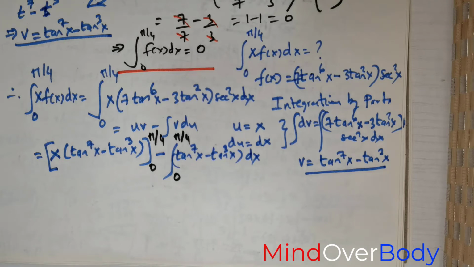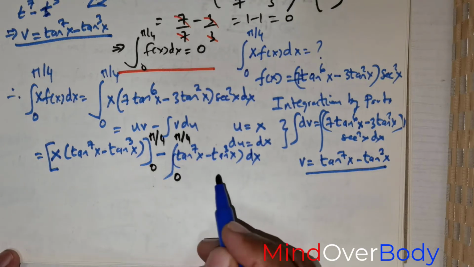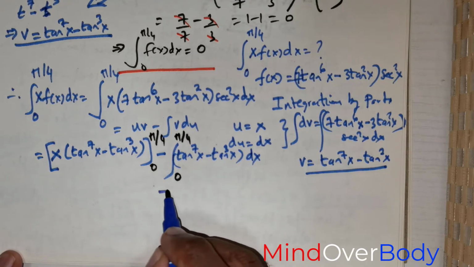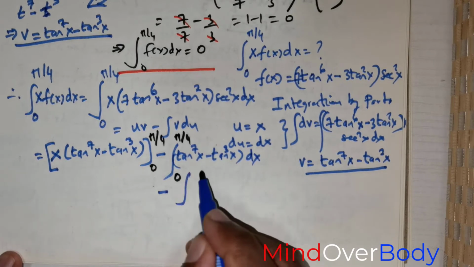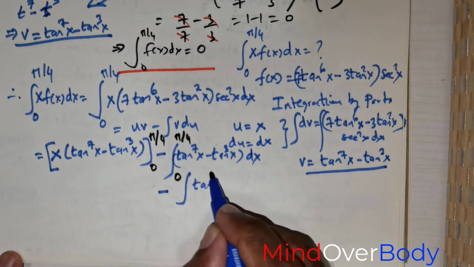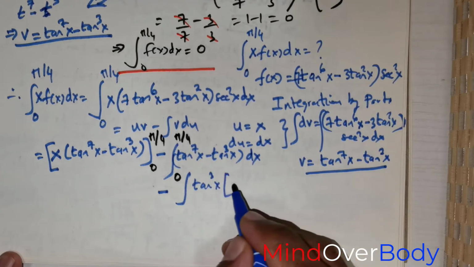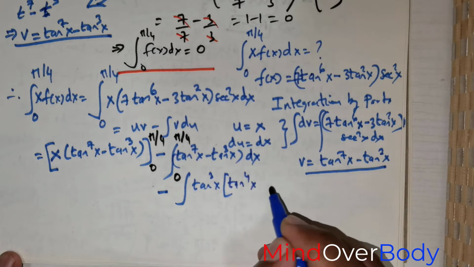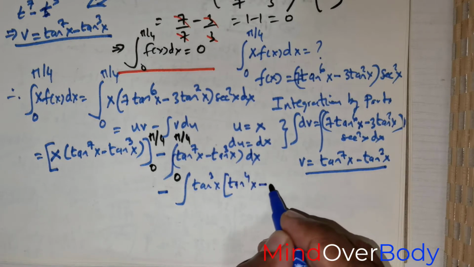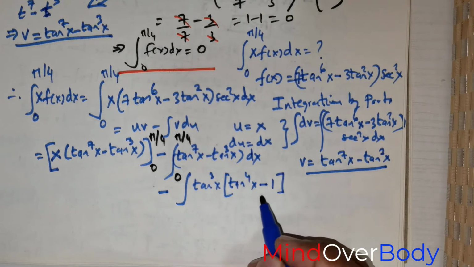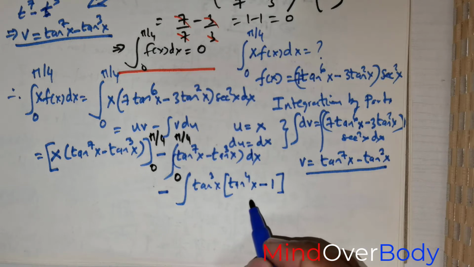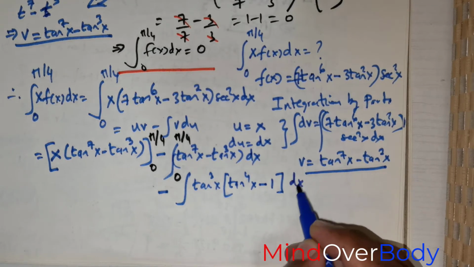So now what I'm going to do is rewrite this in the following fashion, because we need to get the evaluated part, right? So take the tan^3 x out, that would give me tan^4 x minus 1. So I've got tan^4 x minus 1. Now the idea is I need to split this. So how am I going to split it?